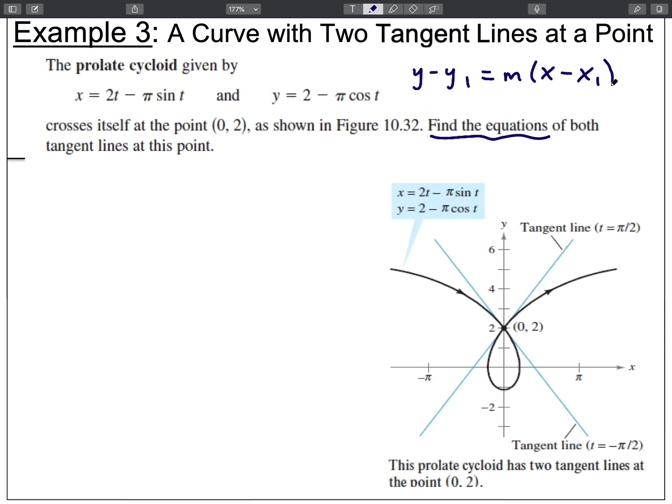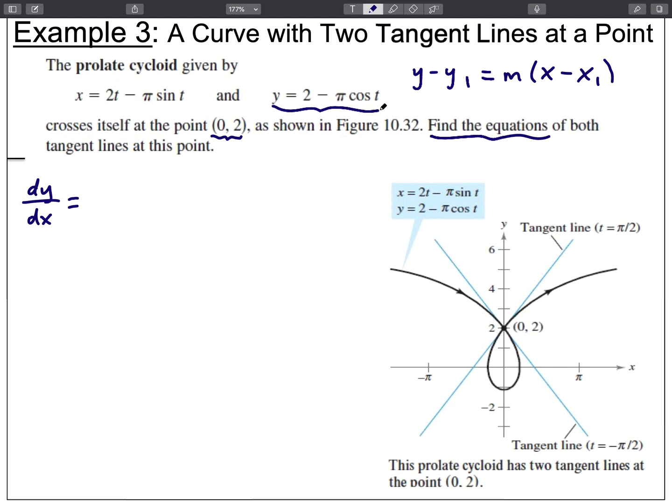And if I want to write this equation, I need to know 2 things, a point and a slope. It seems like we have the point here, so the only thing I would have to go searching for are the slopes. We would need to know the derivative, so maybe that would be the first place to start. So we know the first derivative is dy dx. We can take the derivative of each component separately and divide them. So let's start with dy dt.